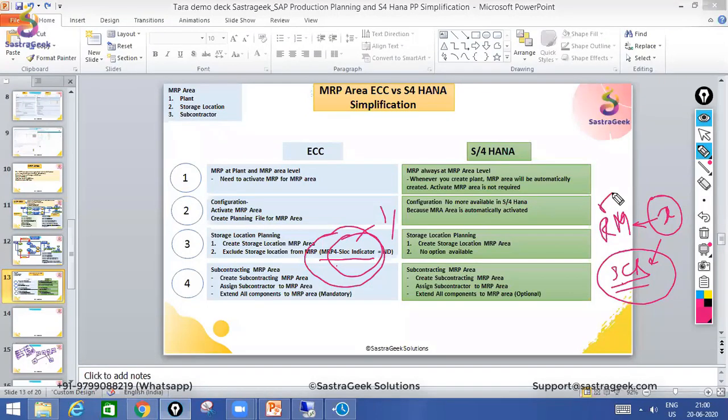Yeah, okay. You have mentioned the storage location name, right? No. I just mentioned here. This was the configuration available in ECC. Now that is not available. So I just mentioned it here as ND. That's it. So in ECC, we do have that functionality to exclude the storage location from MRP. Now in S4HANA, that functionality is not available. If you still want to exclude the storage location, you need to create an MRP area, right? And in that MRP area, you need to put indicator ND.